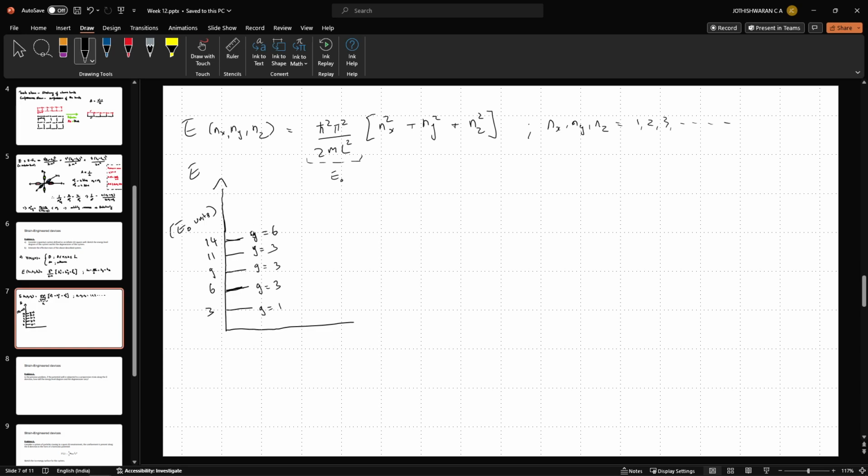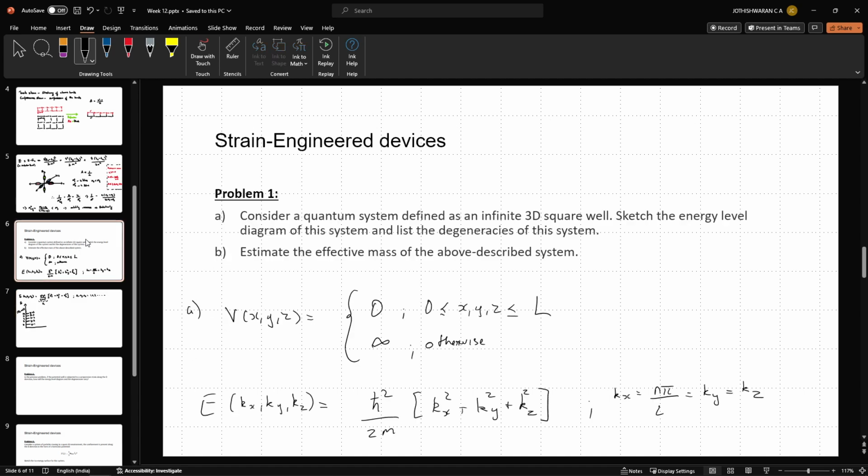So these are the first 5 energy levels: 3 E naught, 6 E naught, 9 E naught, 11 E naught, and 14 E naught, with their respective degeneracies of 1, 3, 3, 3, and 6. So this is what was asked in question 1. Now the effective mass for this is whatever mass I defined here. It is m. So this is just m. But here this needs to be repeated in problem.